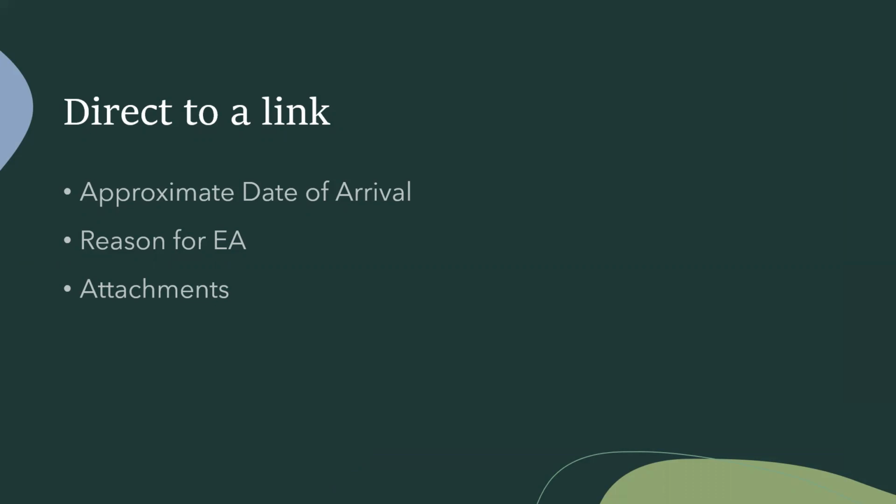You have to provide these three important pieces of information. First is the approximate date of arrival, or basically the approximate date when you are planning to travel. As I said, it should not be very far from today's date when you are requesting the emergency appointment. Then there will be a text box where you have to state the reason for the emergency appointment request. Basically, you have to briefly explain in one, two or three lines why you are availing this option.